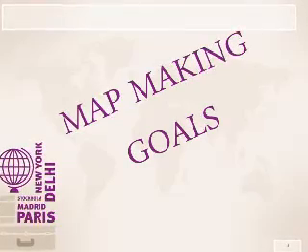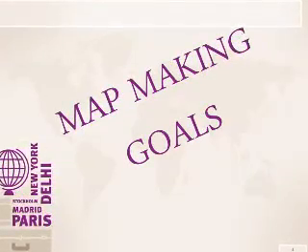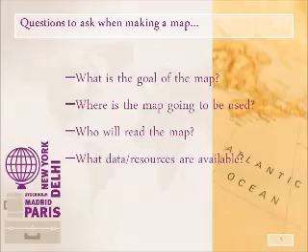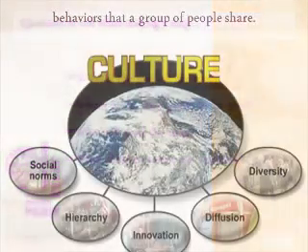A good cartographer outlines goals of the map he or she is to create. While the factual information, like where countries belong, remains, there are still some questions the cartographer will need to answer before he or she starts the map. What is the goal of the map? Where is the map going to be used? Who will read the map? And what data and resources are available? When these 4 questions are answered, the cartographer has a better idea of how to set up the map to best suit the audience it addresses.